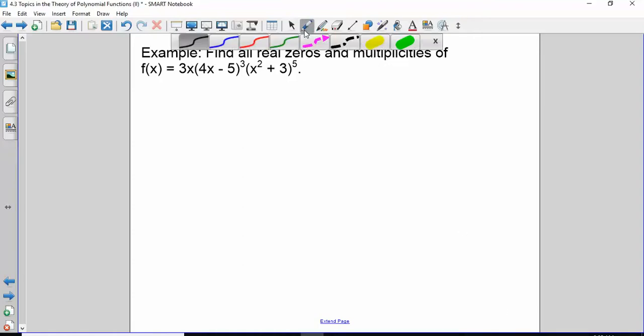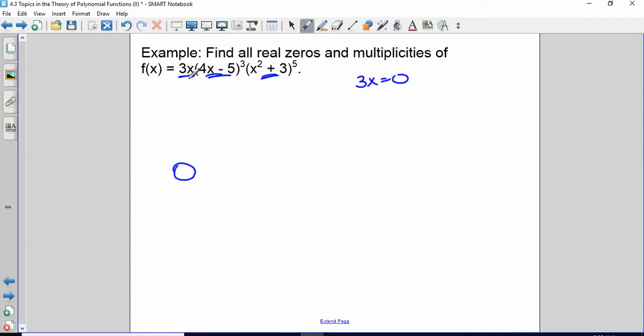This probably has a few more zeros than we're used to, and we have some exponents. But when we have the factored form, to find the zeros, all we have to do is set each piece equal to 0, right? So if I set 3x equal to 0, you get x equals 0. That was just to the first, so my multiplicity is 1. I don't have to write anything.